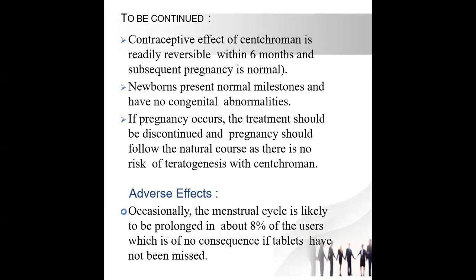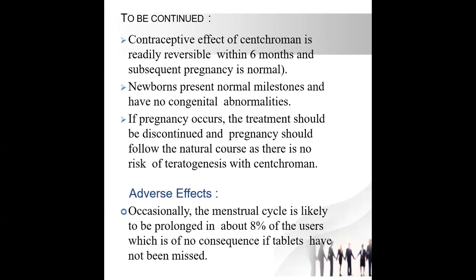When you look at the combined oral contraceptives, or estrogen-progesterone related contraceptives, once there is a failure of contraception and pregnancy occurs, we need to terminate the pregnancy. But a contraceptive like Centchroman does not cause teratogenesis. Hence, even if there is a failure of contraception with Centchroman, the pregnancy can be maintained and follow its natural course, and there is no risk of teratogenesis.